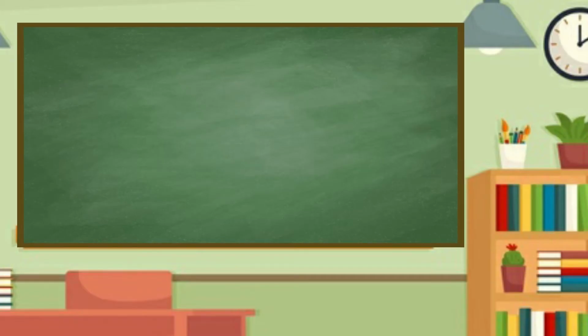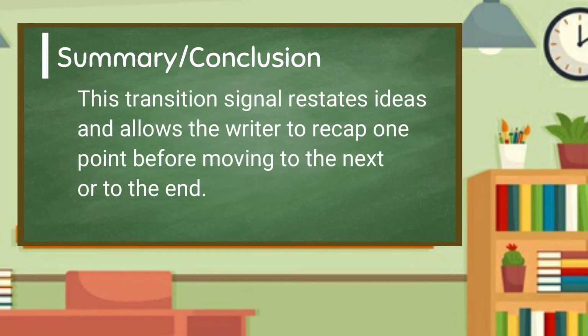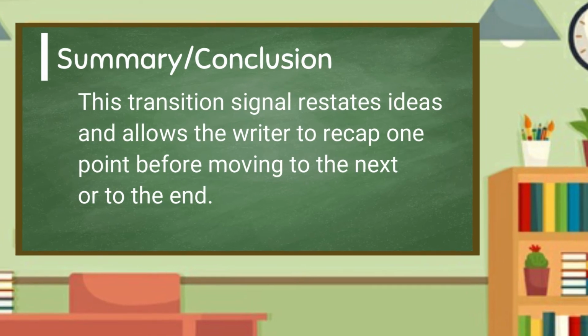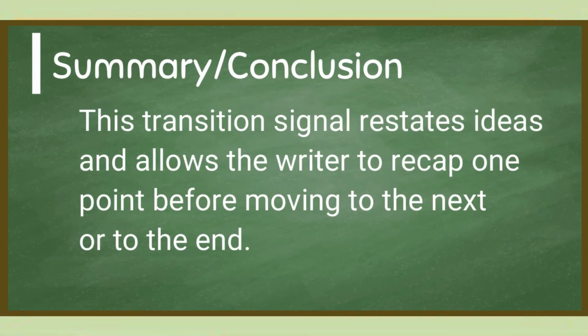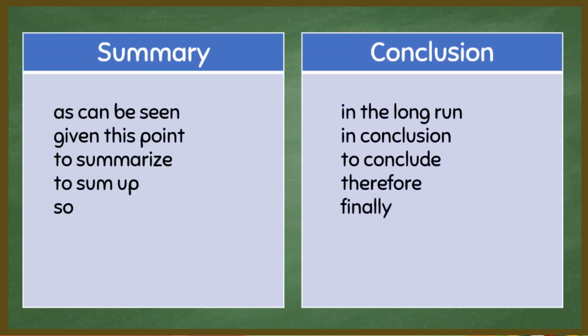And lastly, we have summary or conclusion. This transition signal restates ideas and allows the writer to recap one point before moving to the next or to the end. And the following are the transition signals for summary and conclusion.